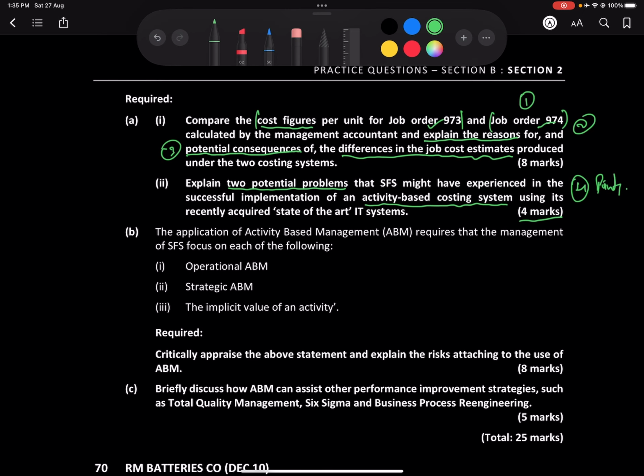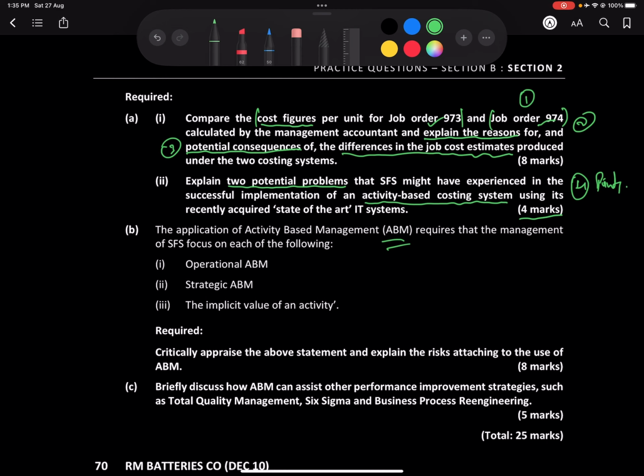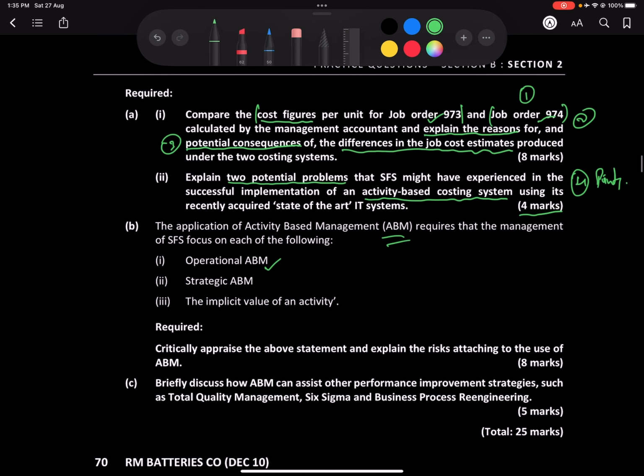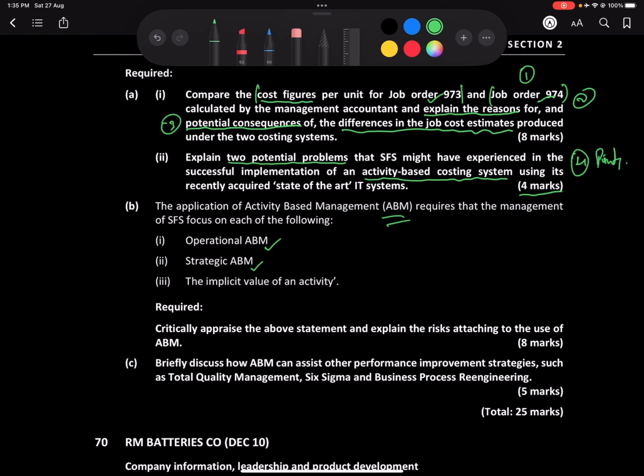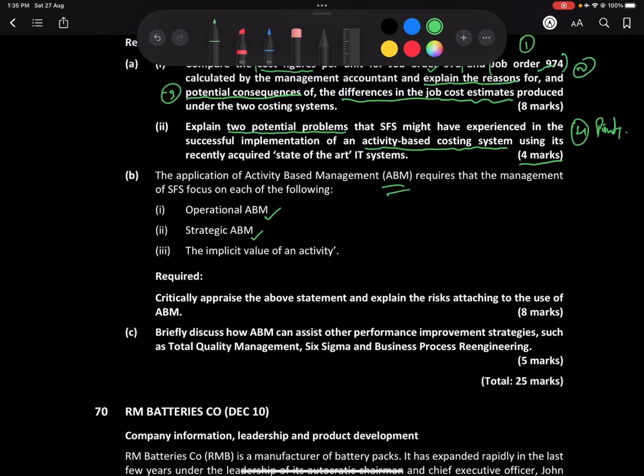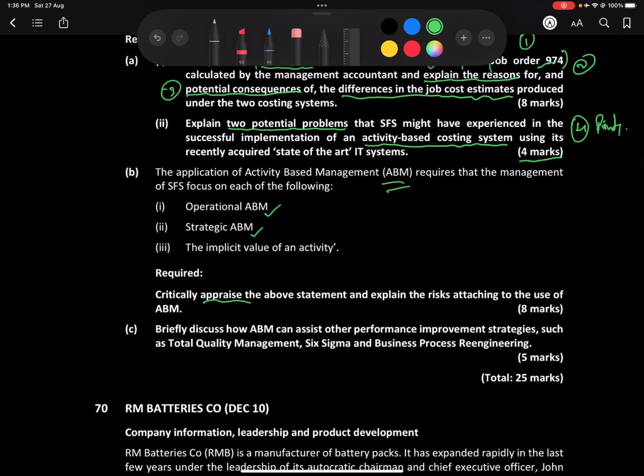And then for part B, we need to talk about ABM, a very frequently asked topic. Within this, they want us to focus on operational ABM and strategic ABM. Strategic is about what kind of products to produce. Operational is mostly about getting things done. And then the implicit value of an activity, we'll talk about that as well. The requirement is that we need to appraise the above statement and explain the risks attached to using ABM. That's our 8 marks requirement.